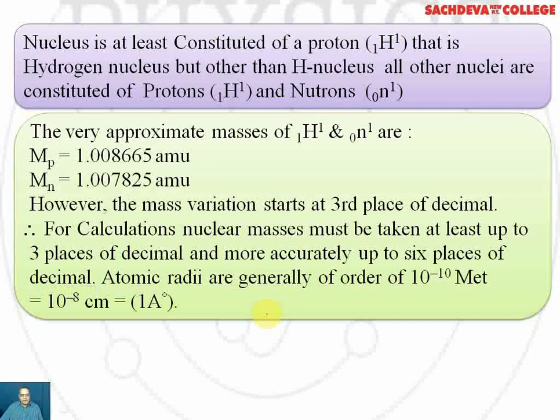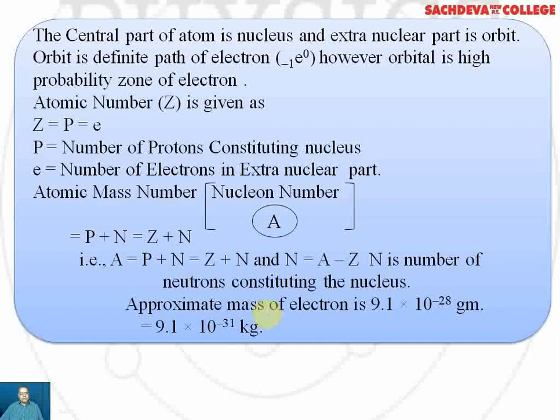Atomic radii are generally of the order of 10 to the power minus 10 meters, that is 1 angstrom unit. The central part of the atom is the nucleus and the extra nuclear part is the orbit. Orbit is a definite path of an electron, but orbital is a high probability zone of an electron.